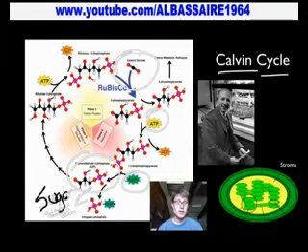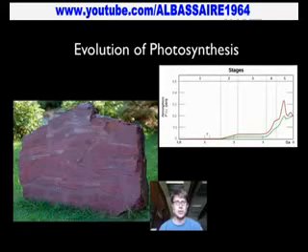Now, where does the Calvin cycle take place? Calvin cycle is going to take place in the stroma, or the liquid portion of the cell. So that's how we store our energy in sugar.